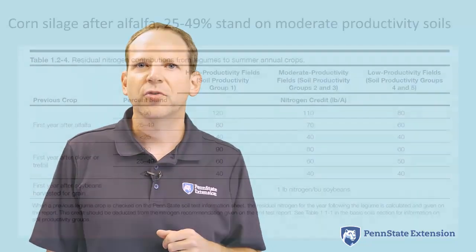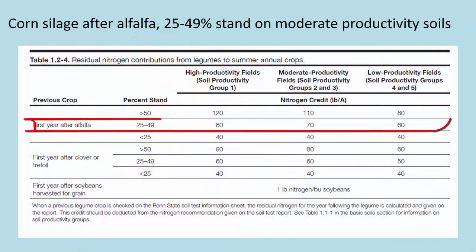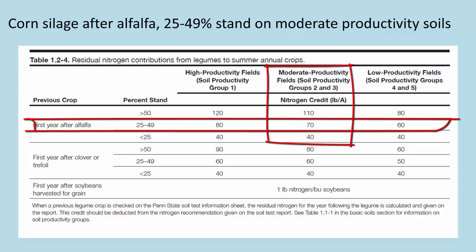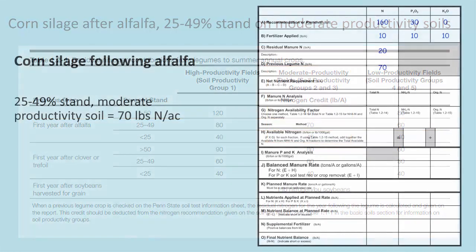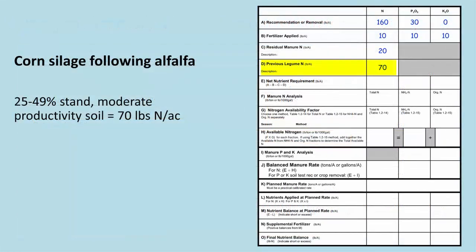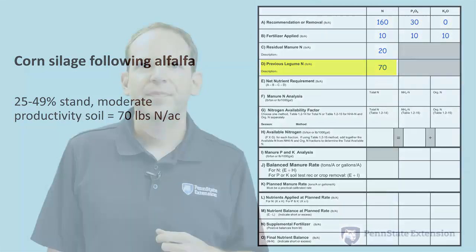Let's go back to our example nutrient balance sheet for corn silage. This corn silage is following alfalfa, and let's say that alfalfa crop had a 25 to 49% stand remaining and was on a moderate productivity field. So the previous legume nitrogen credit would be 70 pounds per acre. We can enter this value in the row of the balance sheet for previous legume N.